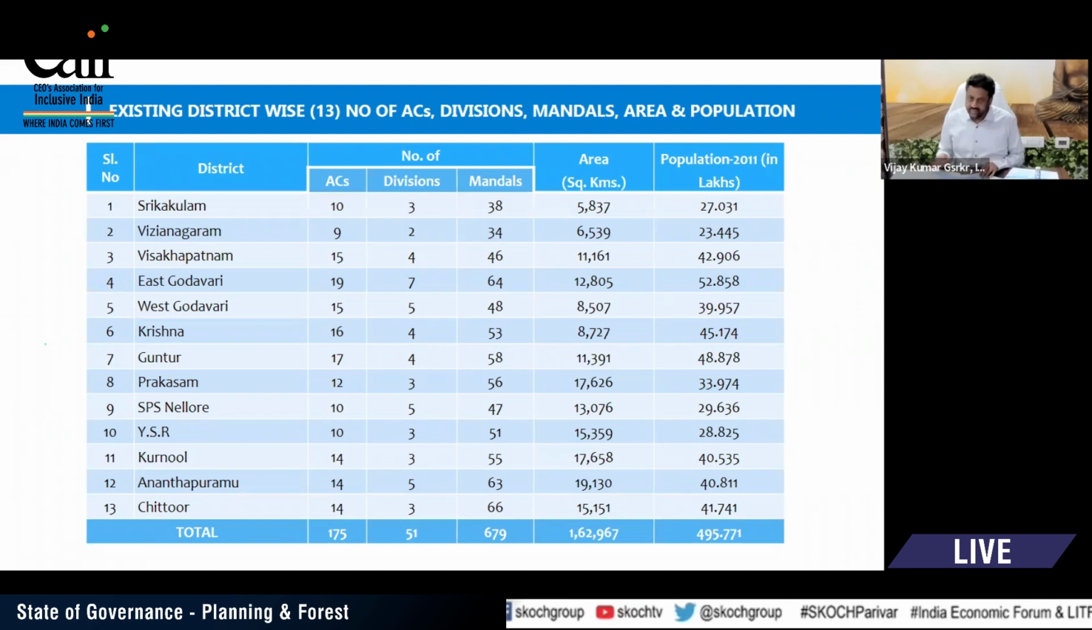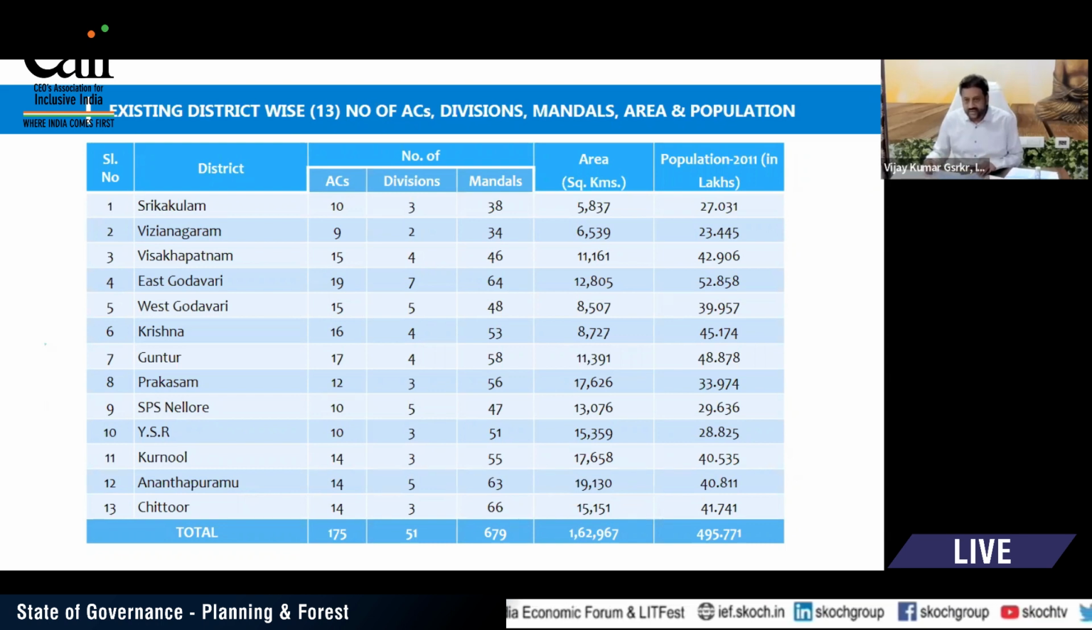As per 2011, it is 4.95 crore population with 13 districts. If you see, a district has as high as 52.85 lakh population. 52 lakhs is too high, and it is covering 3 parliamentary constituencies. And there is a district with even a 23 lakh population. So if you see the scale, the bandwidth is ranging from 23 to 50. So it's almost half the size of the bigger districts. That's the kind of situation.